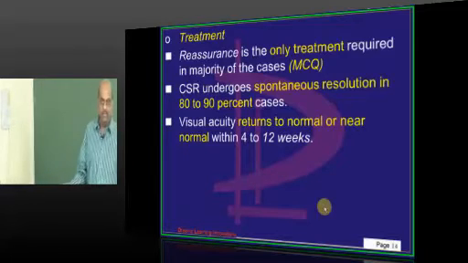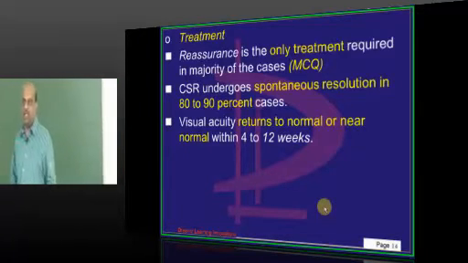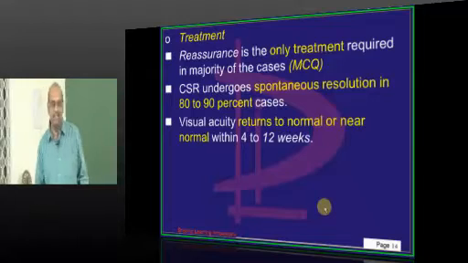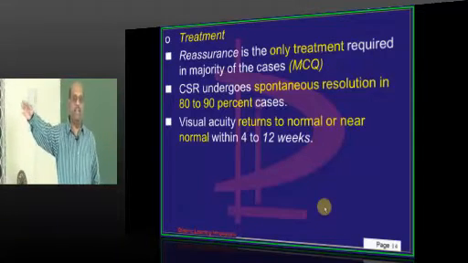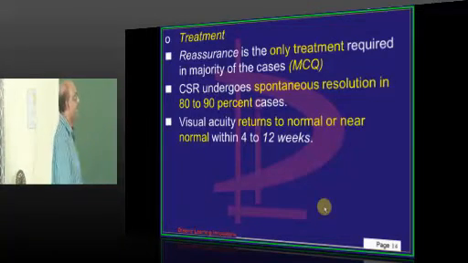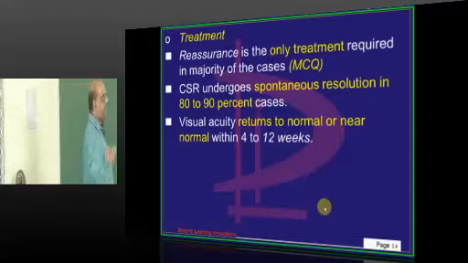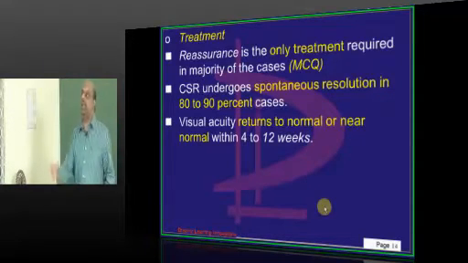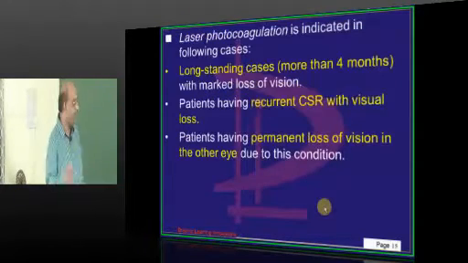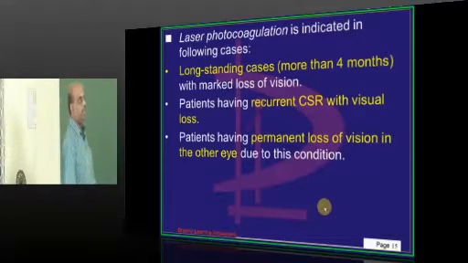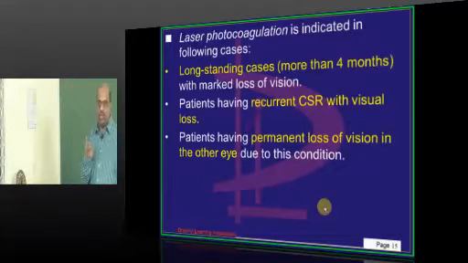Since it is self-limiting, you take your consultation fee as an ophthalmologist and reassure the patient, don't worry, nothing will happen. In 90% of cases there is a resolution. It takes about 4 to 12 weeks for the resolution to occur. Is there any indication for photocoagulation?